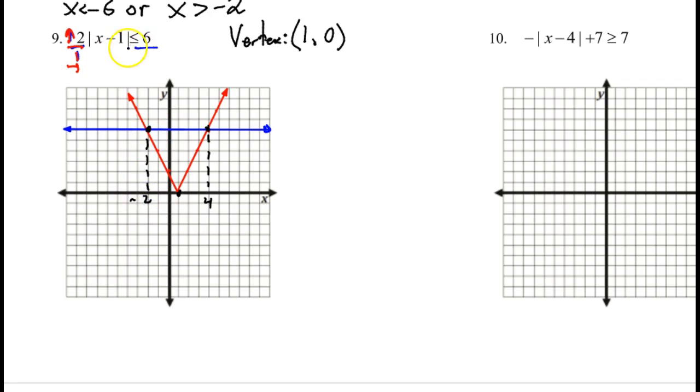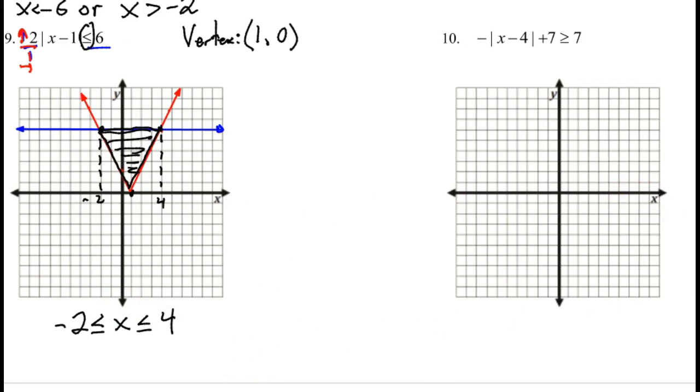And this is less than or below. So where is the red graph below the blue graph? Okay, so this is all right here. All of this is below the blue graph. So everything from right here to here. Everything from -2 to +4. Now I'm going to use an equal to here because there's an equal to in the original problem. So these will always match. If it's equal to up here, it'll be equal to down here. Okay, last one.